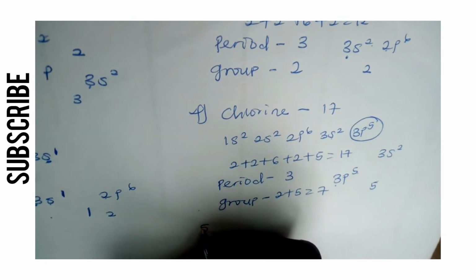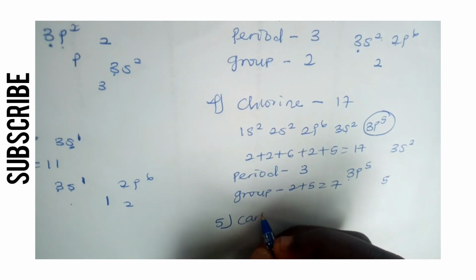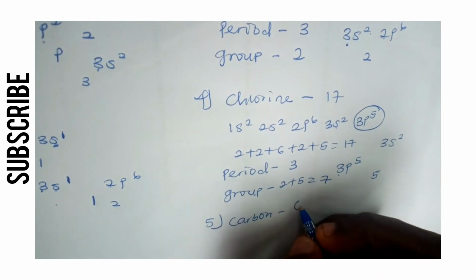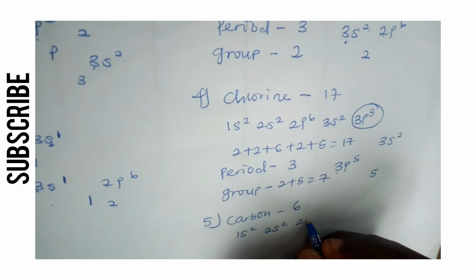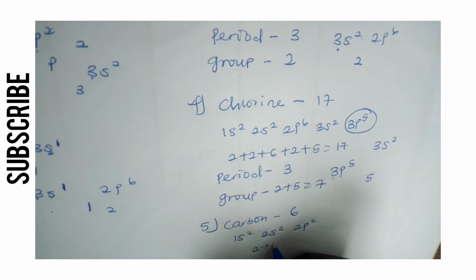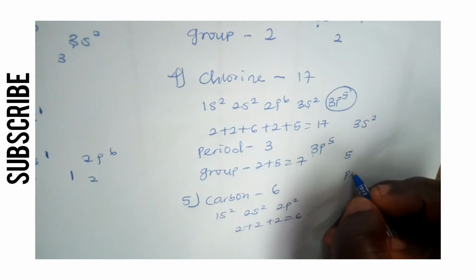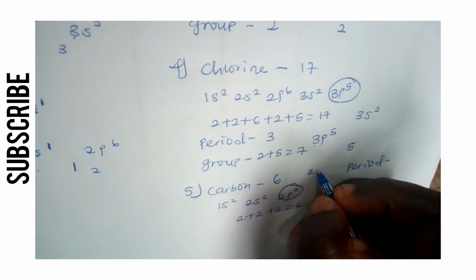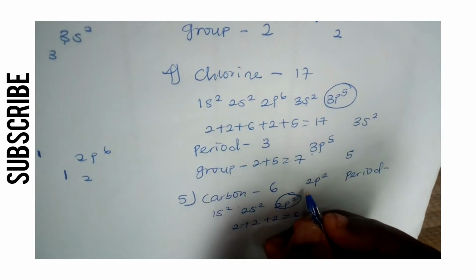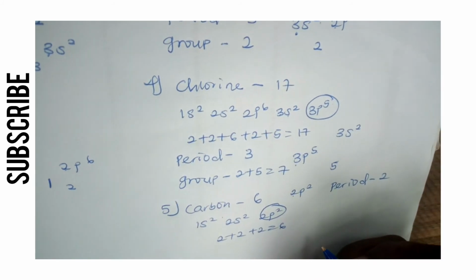Let's take the fifth example. Carbon. It has an atomic number of 6. Therefore, 1s2, 2s2, 2p2, where 2 plus 2 plus 2 is equal to 6. To get the period carbon belongs to in the periodic table, let's take a look at the last orbital, 2p2. The coefficient of the orbital is 2. Therefore, carbon belongs to period 2 in the periodic table.